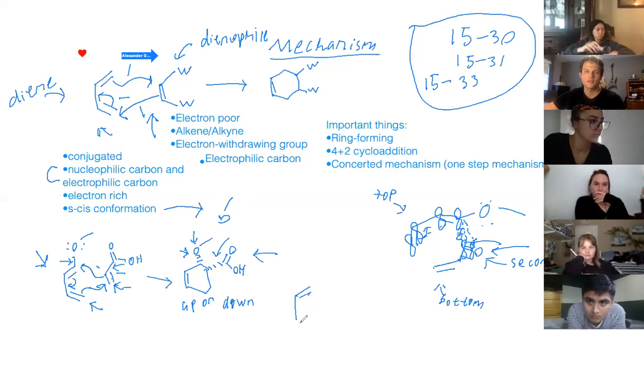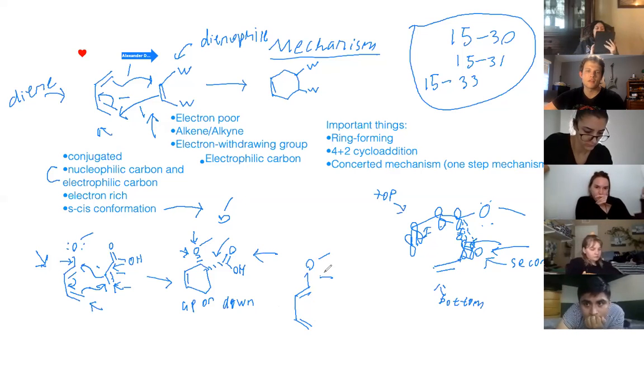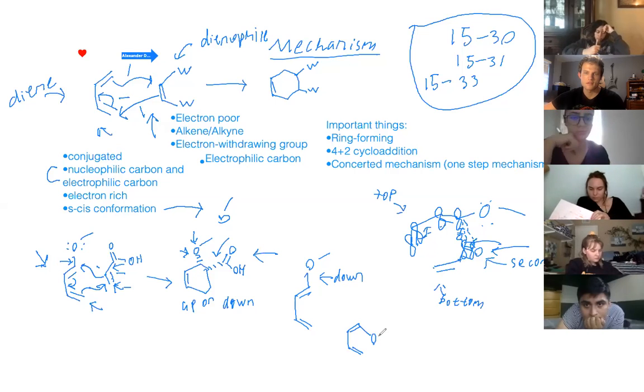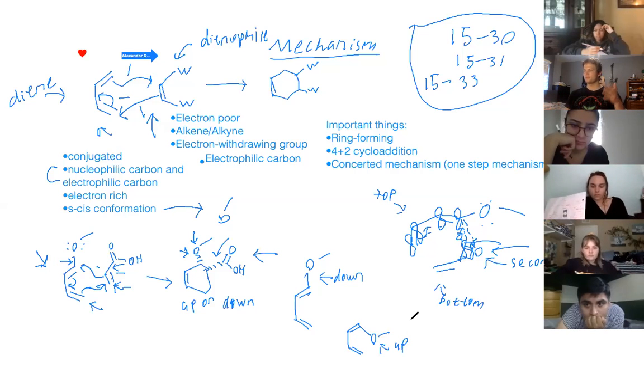If you have something like this, and you just have some substituent, generally speaking, this is going to end up down. And generally speaking, something like this is going to end up up. And there's a visual example, a way of explaining it that I came up with, but I just don't know how to explain it over the internet, so I'm not going to try.